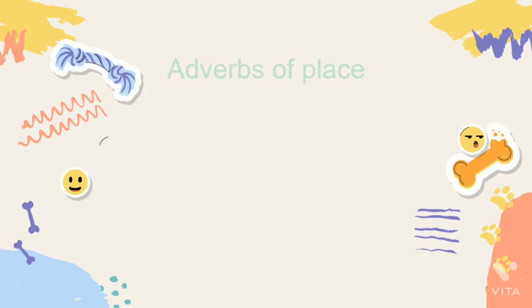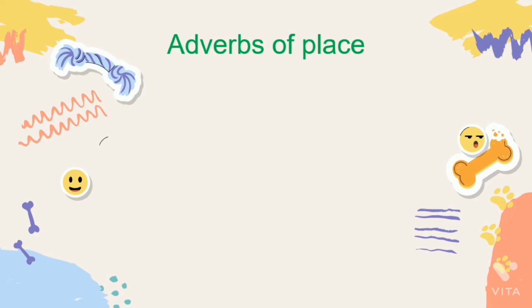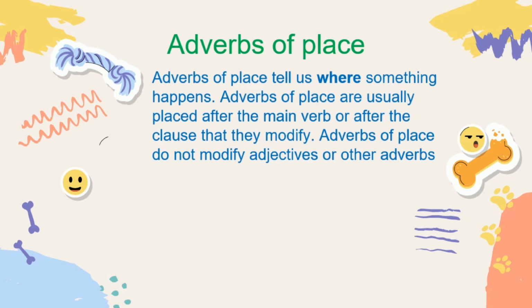Now, let's proceed on to know about the adverbs of place. Adverbs of place tell us where something happens. Adverbs of place are usually placed after the main verb or after the clause that they modify. Adverbs of place do not modify adjectives or other adverbs.